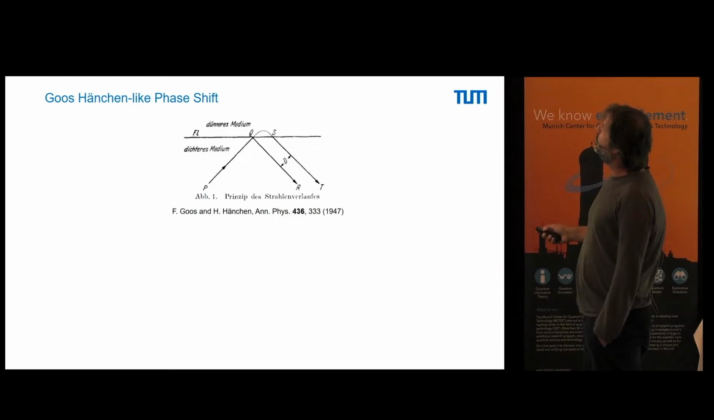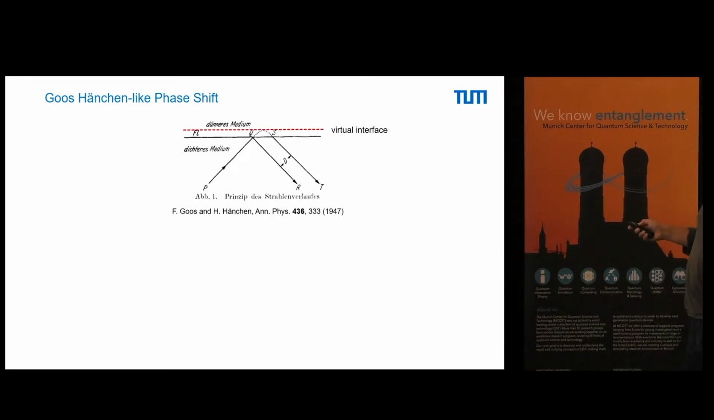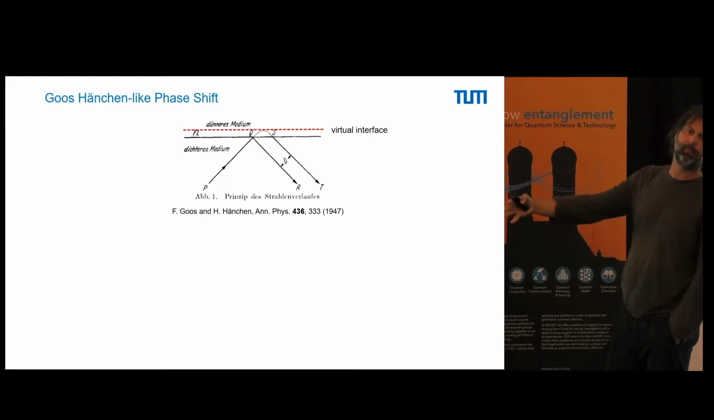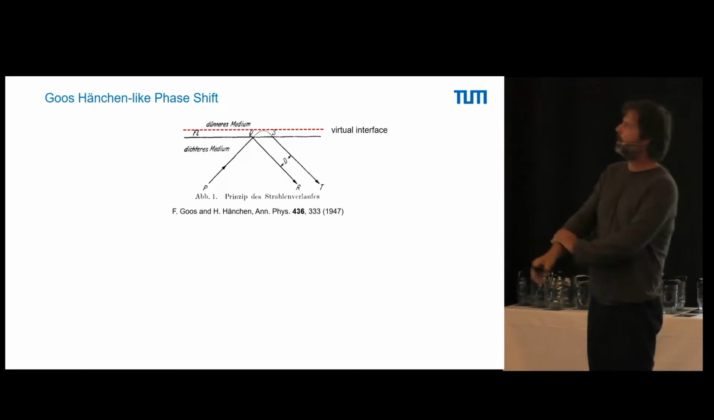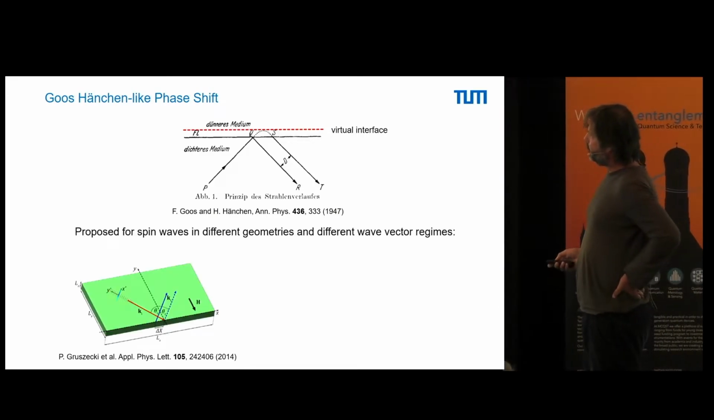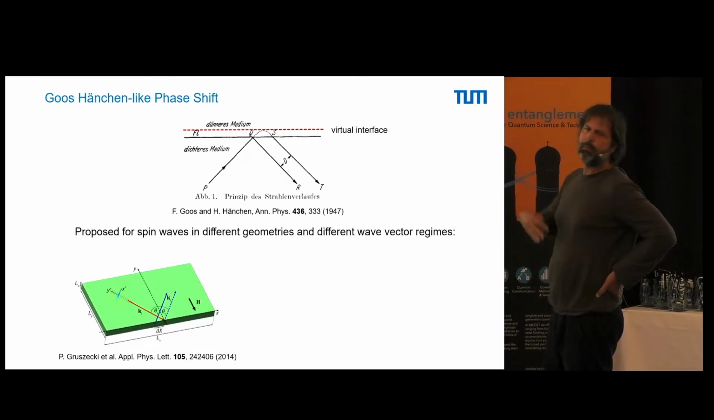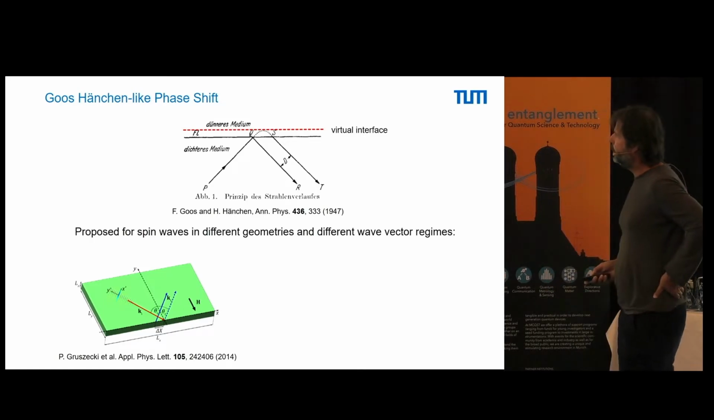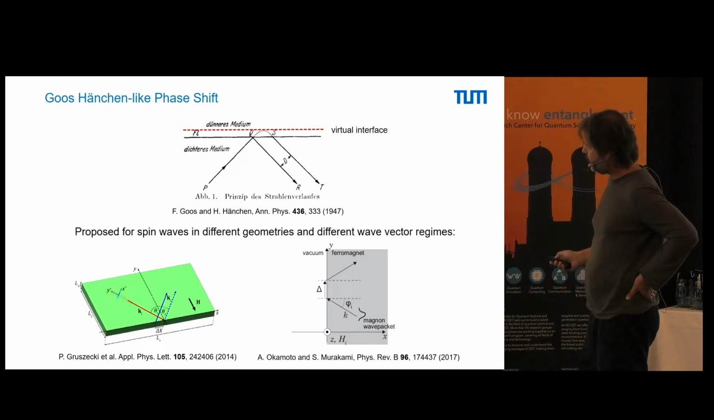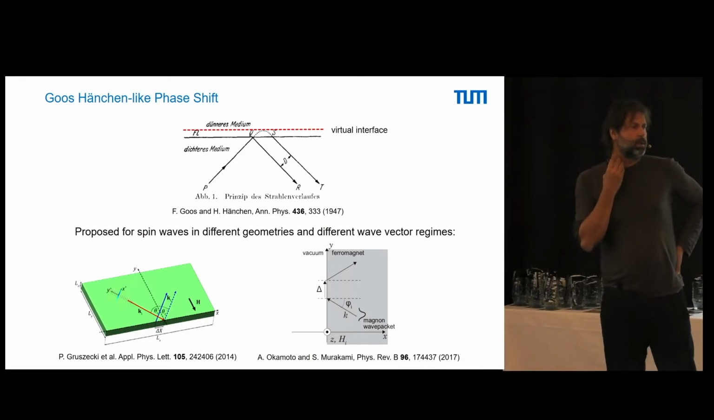So the principle is here, you have a reflection experiment, and the actual reflection takes place at a virtual interface that is slightly behind the real surface. So it has something to do with the evanescent wave going into this medium. And there are some proposals for spin waves. You need to make some spin wave beams, go to very short wavelength, and then measure this jump here.